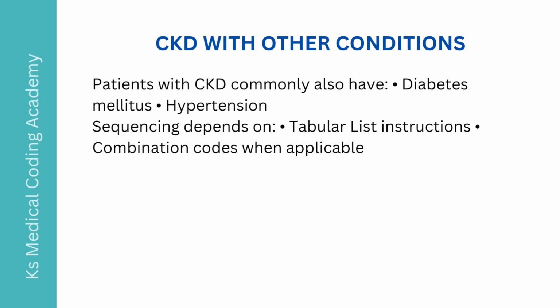CKD with other conditions. Patients with chronic kidney disease often also have diabetes mellitus and hypertension. In such cases, sequencing depends on the tabular list instructions and combination coding rules. Always follow the ICD-10-CM conventions for proper sequencing.